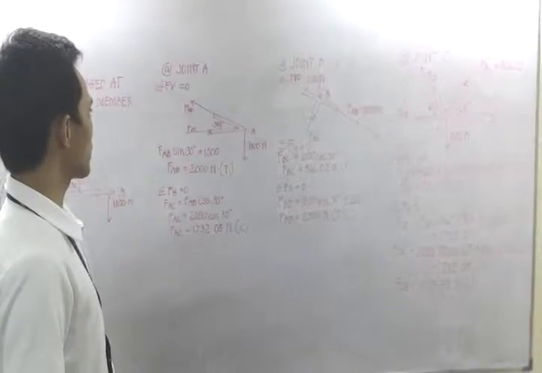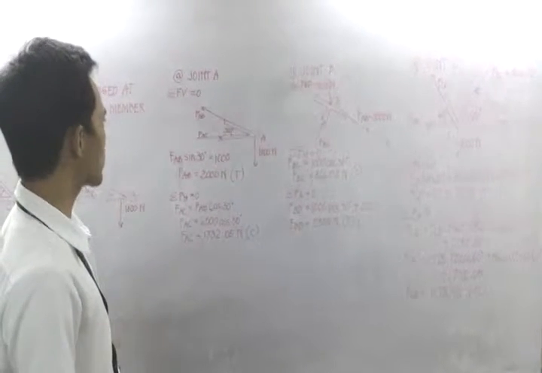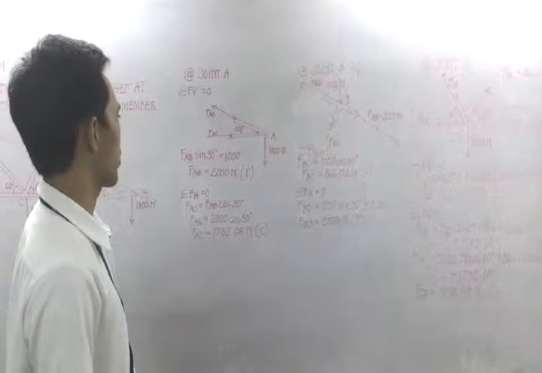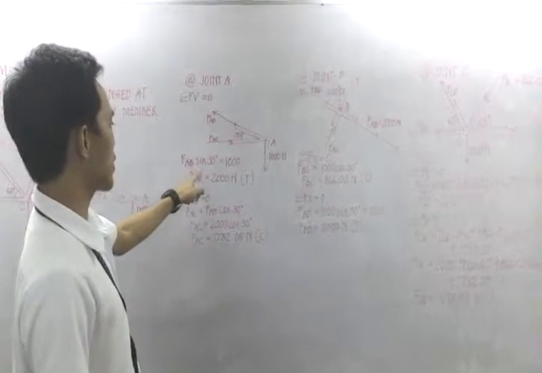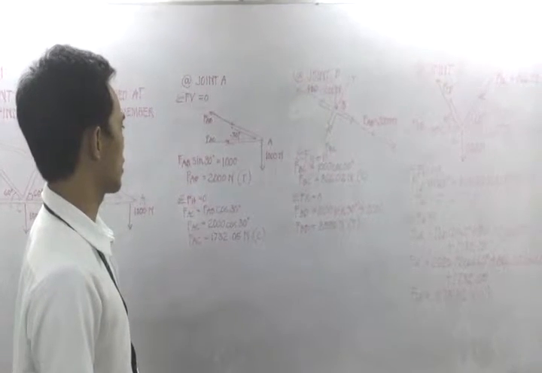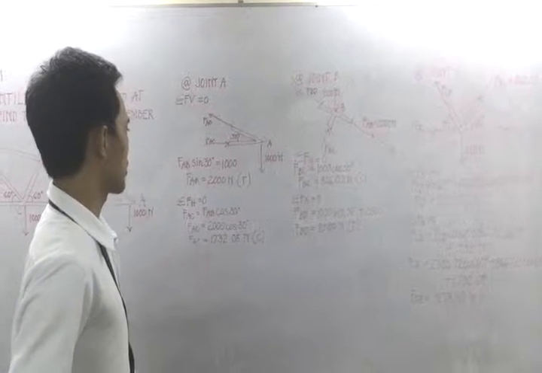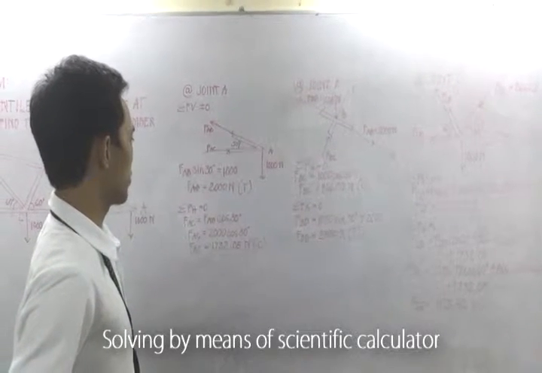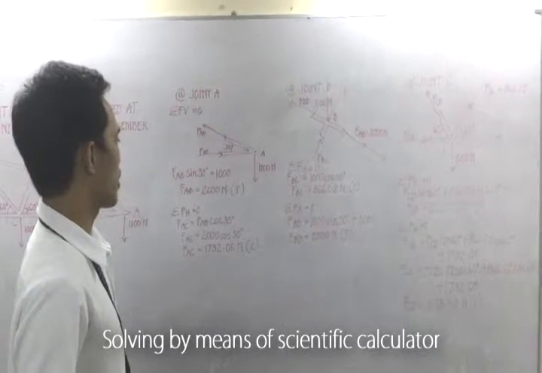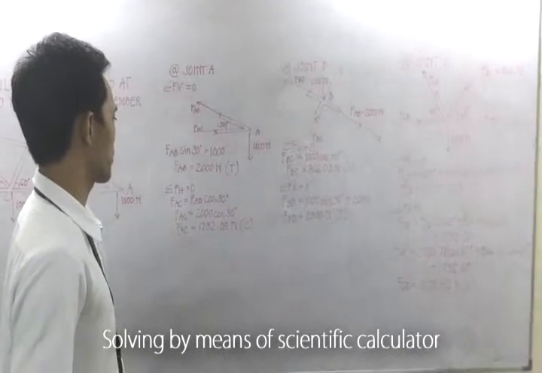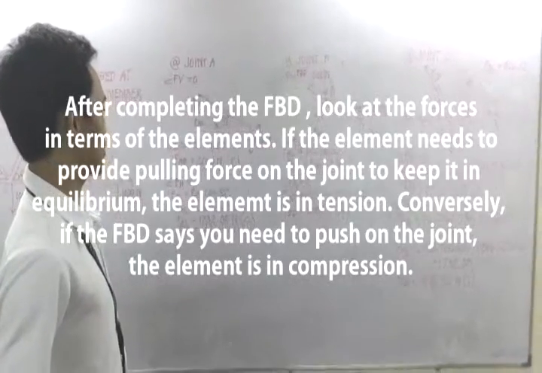So first, we're gonna solve for the vertical forces acting on it. The summation of vertical forces is equal to 0. So the force AB times sine 30 degrees is equal to 1000. So 1000 over sine 30 degrees, solving it will come up to the answer of 2000 Newton, which is a tension. So now we'll go to the horizontal forces.